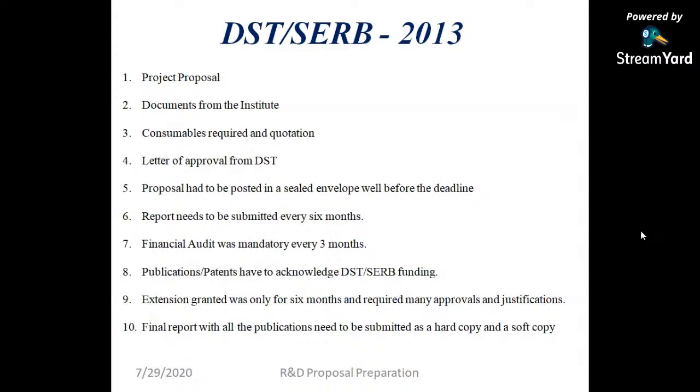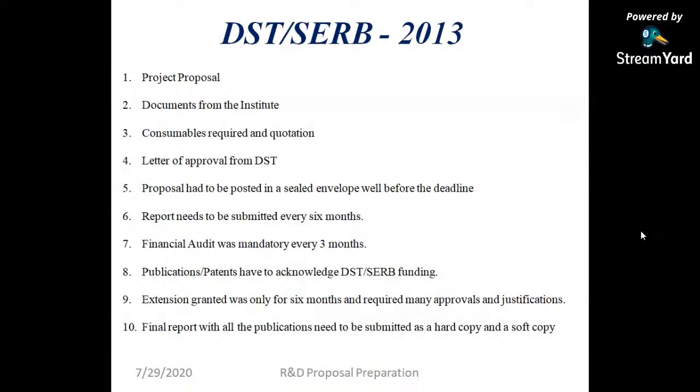In 2013, the proposal had to be posted in a sealed envelope well before the deadline. In 2020, now we don't have this case because everything is online. A report needed to be submitted every 6 months, the progress report. There was an auditing, financial auditing, which was done by DST itself every 3 months. And publications or patents which came through the project had to acknowledge DST SERB funding. Extension was granted for only 6 months and required many approvals.